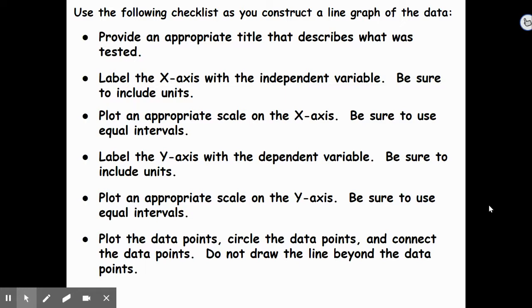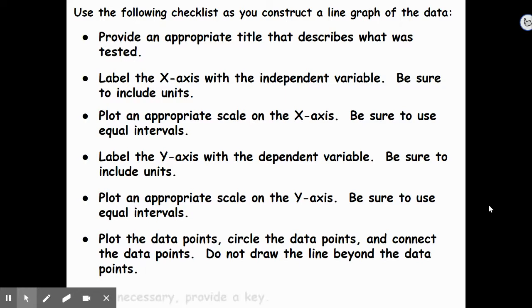Then we're going to connect our data points. Remember, you don't draw your line beyond your data points because even though you may think you know where it's going, we don't have the actual data to show that. So we're only drawing the line representing the data that we actually have.